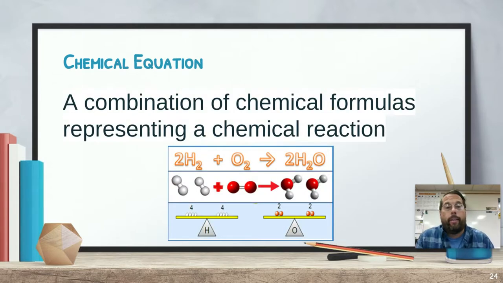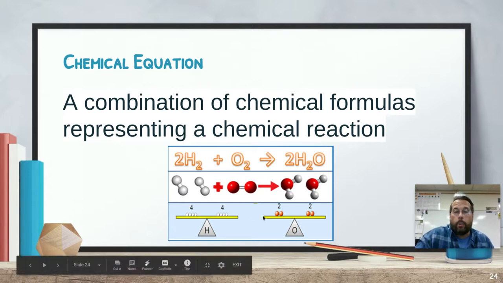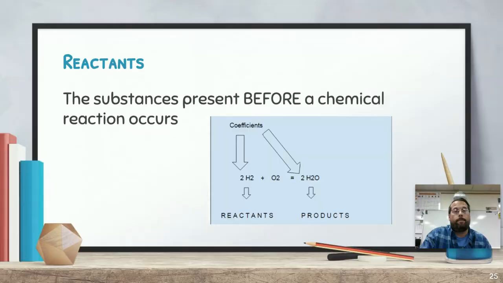We then expanded on that and said a chemical equation. Remember, a chemical equation basically is showing us a reaction is occurring, and it has to be balanced. So we have 2 hydrogen plus oxygen, and it produces dihydrogen oxide, or water. And you can see it on the molecular level. We can see it on the balance from the simulation, how all of our atoms are balanced. The stuff on the left of the chemical equation is the reactants.